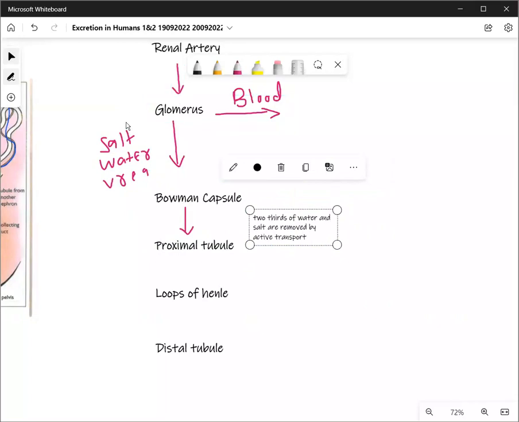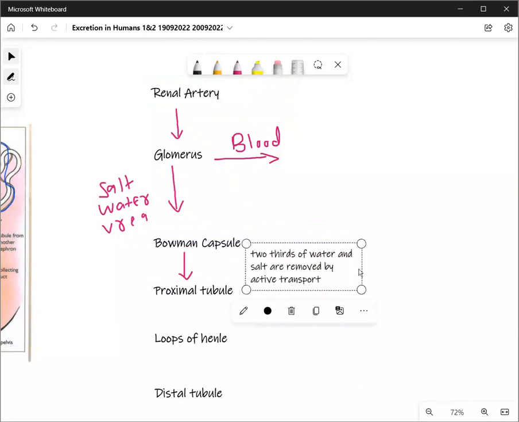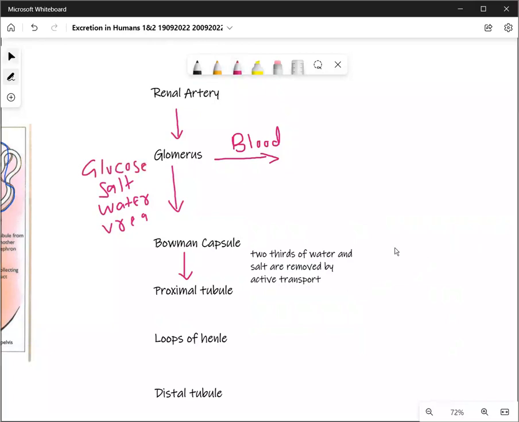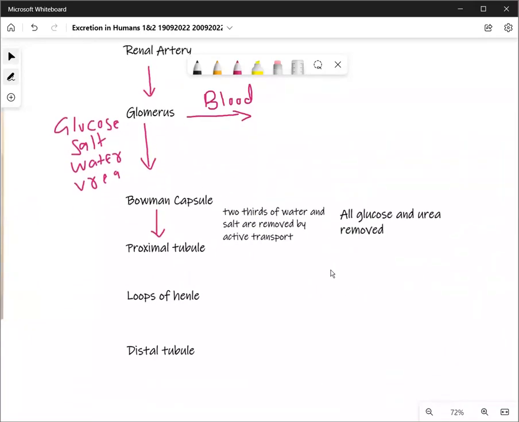So from the glomerulus, all the salt came here, right? From the blood, all the salt came into the Bowman's capsule, and over here, two-thirds of the water and salt are removed. Okay, and something else is removed, which is glucose. All glucose and urea removed. Is that clear?